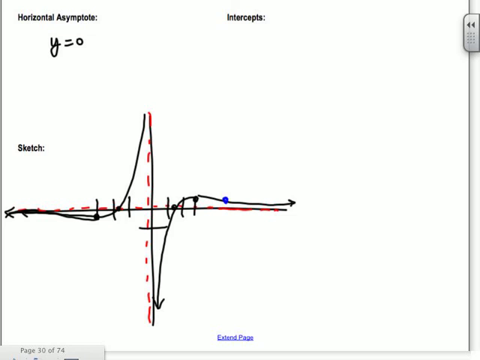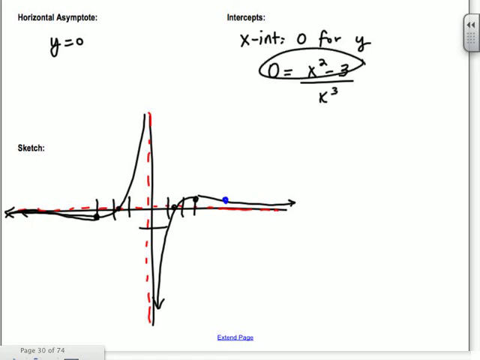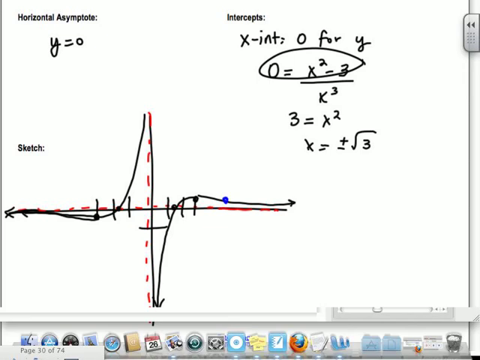I did it really fast, but basically I was finding the x-intercept, so I plugged in 0 for y. On your original, that means 0 equals x squared minus 3. So I was solving that. So I got 3 equals x squared, so x equals plus or minus root 3, which is 1.73 something. Sorry, I went kind of fast.